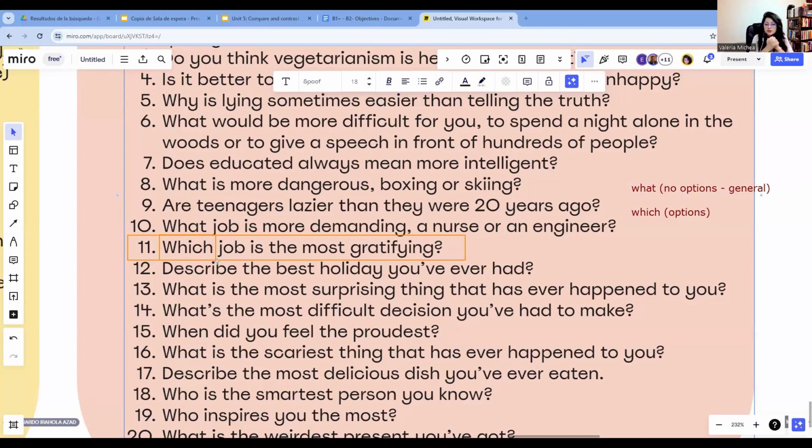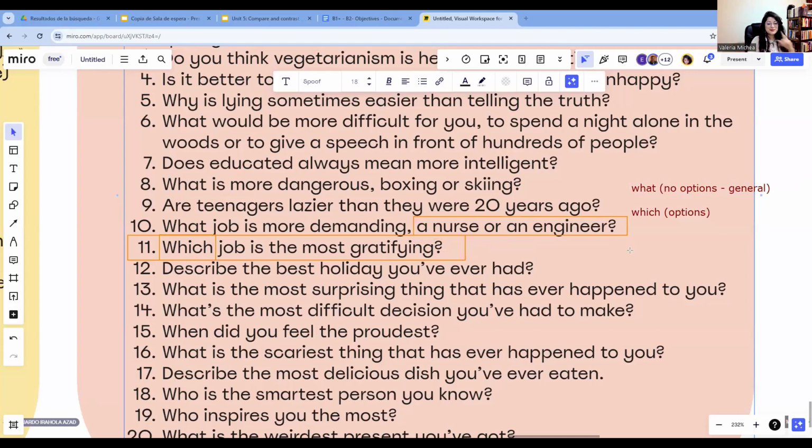So where are the options here? Maybe all kinds of jobs. Math and engineering. There we go. A nurse. We can choose. You cannot choose because the options need to be very clear.